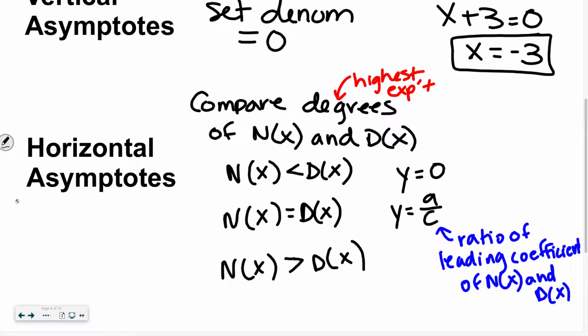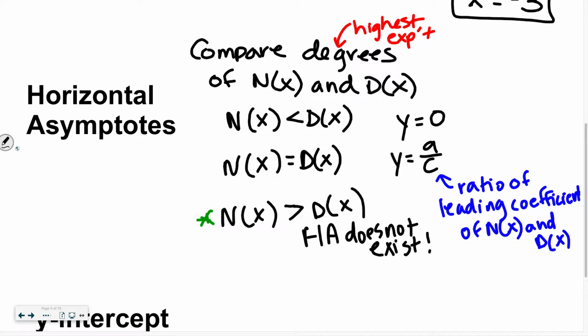And then if the degree of the numerator is more than the degree of the denominator, the horizontal asymptote does not exist. I'll put a little asterisk next to that one because that's the case we're going to cover tomorrow quickly. If you don't have a horizontal asymptote, it is possible that you might have a slant asymptote. Okay, so like a line, y equals mx plus b.